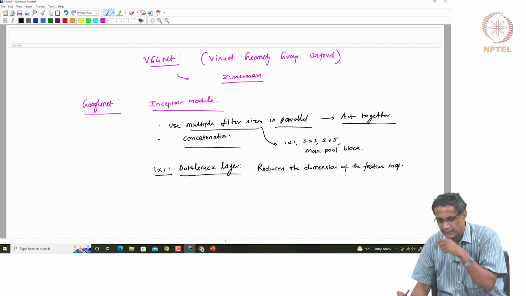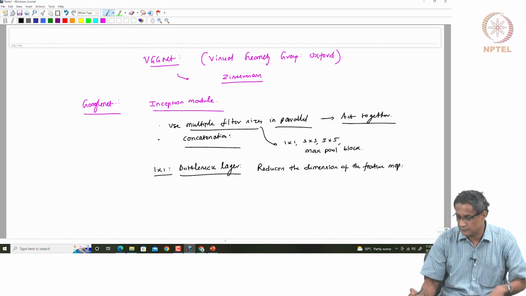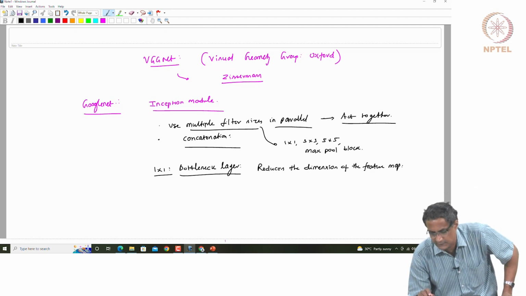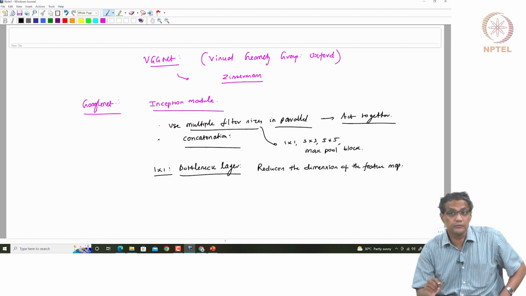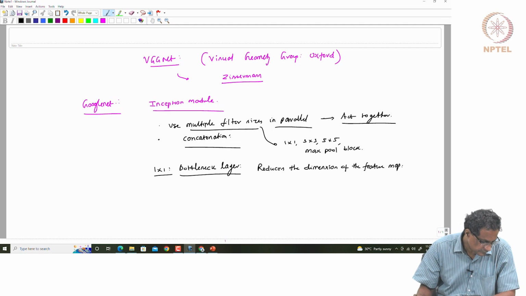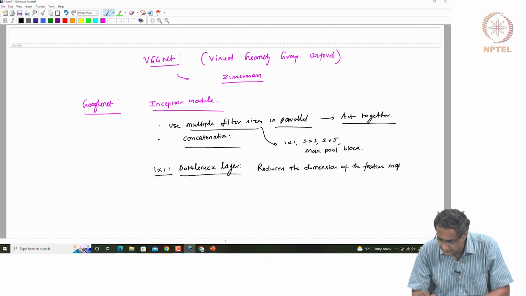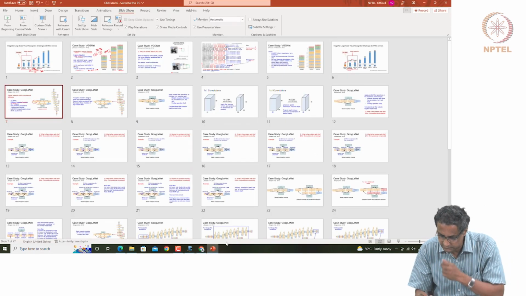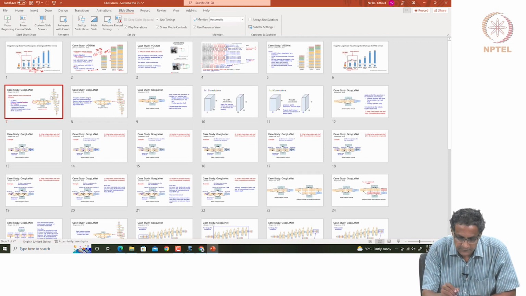This bottleneck layer is often used when you talk about autoencoders and so on. But even this 1 cross 1, it's not unusual for people to refer to them as bottleneck layers. Now let's go back to that figure and see what it is.